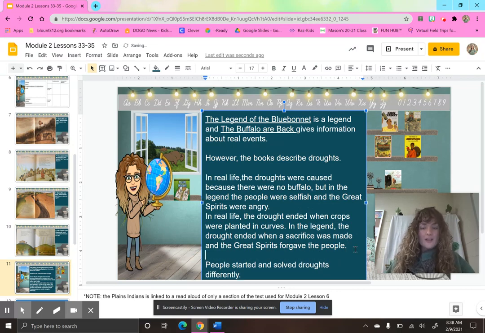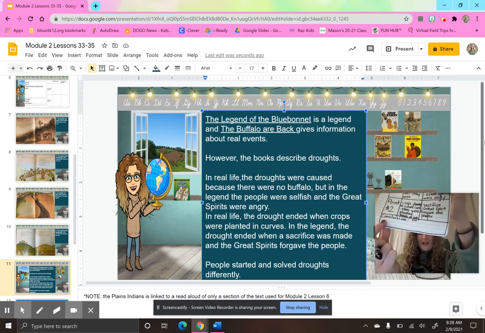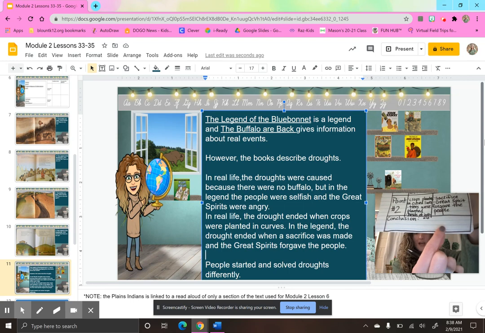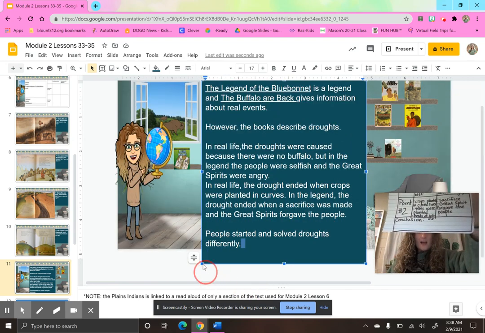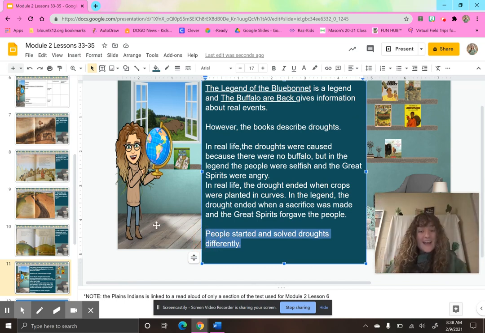Oh, and we have our conclusion. People started and solved droughts differently. So look at where you have your line for your conclusion. Okay, we are going to write the conclusion that we have at the bottom right here. So go ahead and write your conclusion.